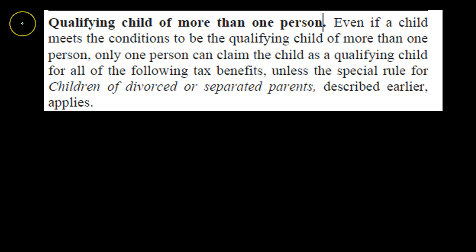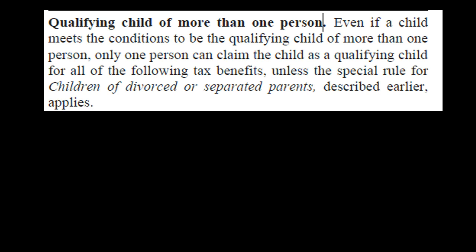In other words, if the child is a qualifying child for more than one person, and therefore possibly could be reported and get the benefits on more than one tax return, that's typically not the case. We can only put the qualifying child on one tax return, typically, and note that there is an exception to the general rule, which we talked about briefly in the prior presentation, in the case of divorced or separated parents.